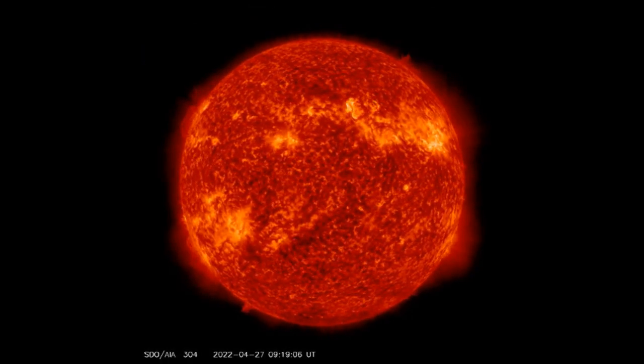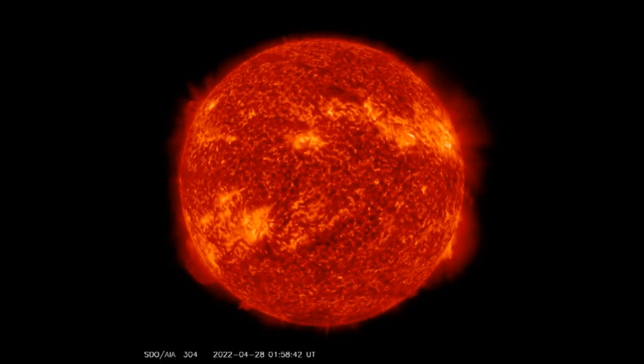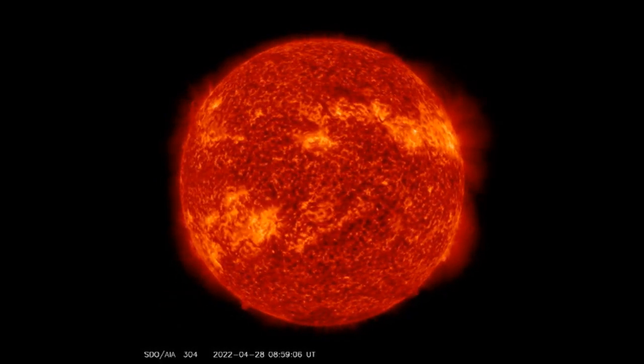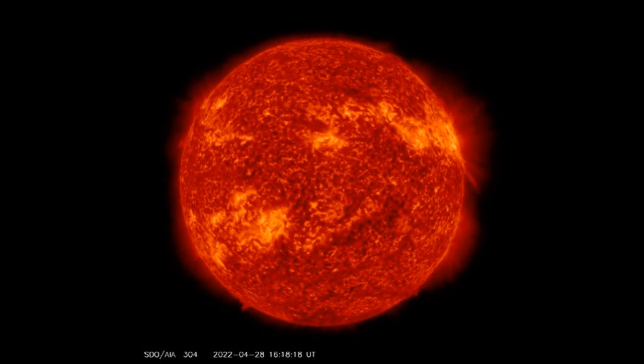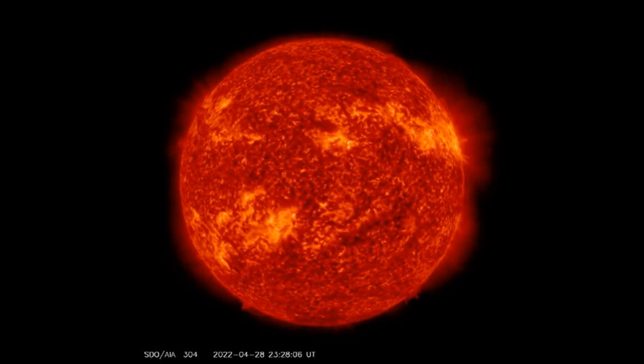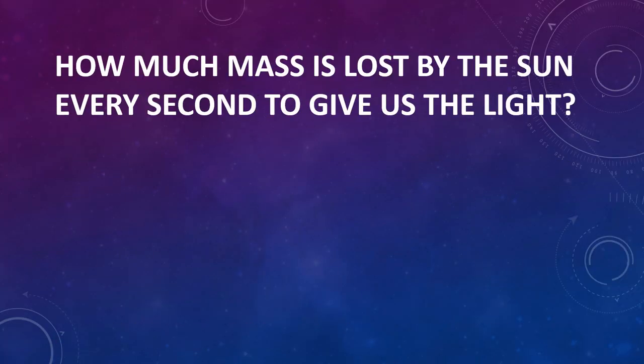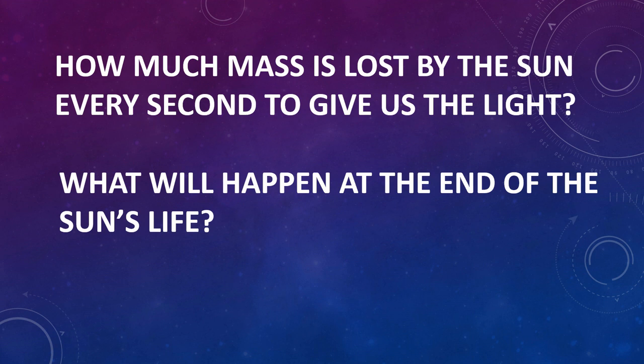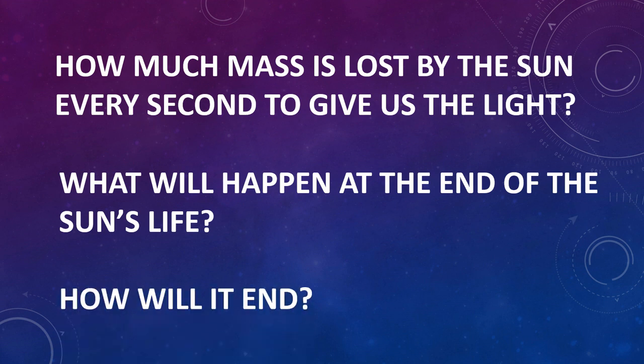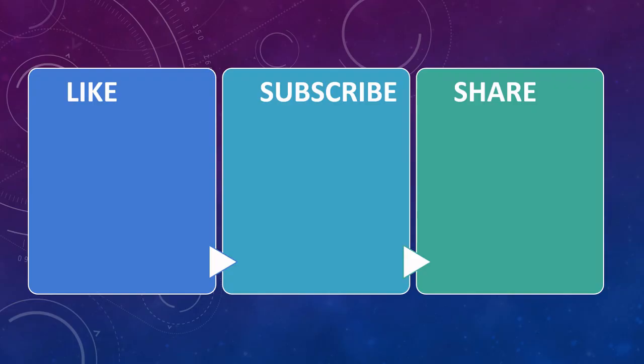The Sun is in its midlife after 4.6 billion years of burning, and with the rest of the fuel present within it, it will burn for another similar period. How much mass is lost by the Sun every second to give us the light? What will happen at the end of the Sun's life? How will it end? To know all the answers to these questions, you have to watch our next episode.